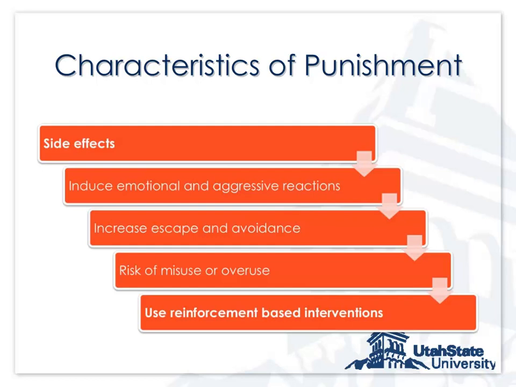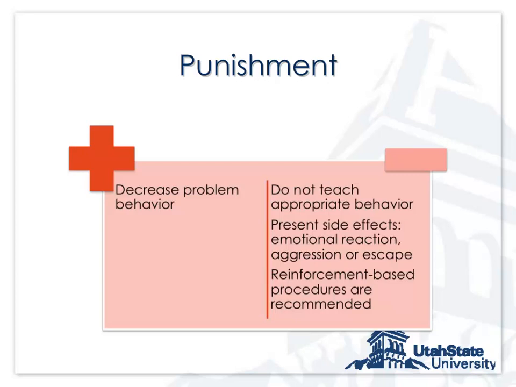As a result, before considering using punishment-based procedures, it is critical to use reinforcement-based procedures first. Timeout and response cost should always be used in combination with reinforcement procedures. While procedures based on punishment can significantly decrease problem behavior, it is important to take into consideration that they do not teach any appropriate behavior. Furthermore, they present several side effects that limit their application and can be misused or overused. When using consequence-based strategies, it is recommended to always use procedures that are based on reinforcement, and only use punishment procedures as a last resort.